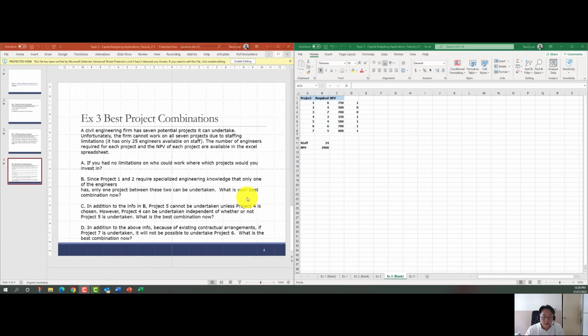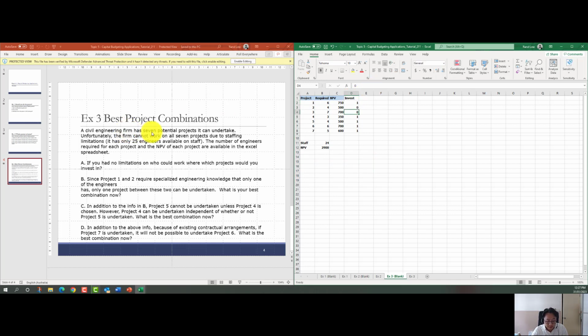Now let's look at exercise 3, best project combination. This is the one where we're going to use a combination of solver and also the subtraction and addition methodologies, okay? So what happens here is that we have these options whereby, let's read the question.